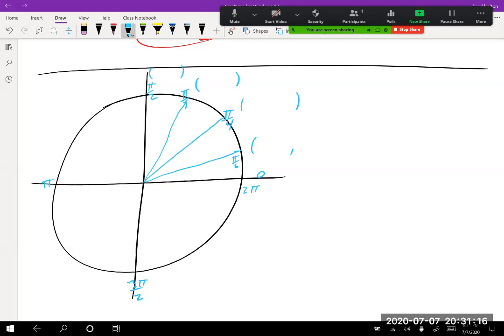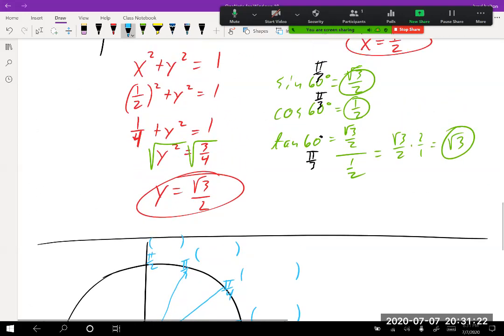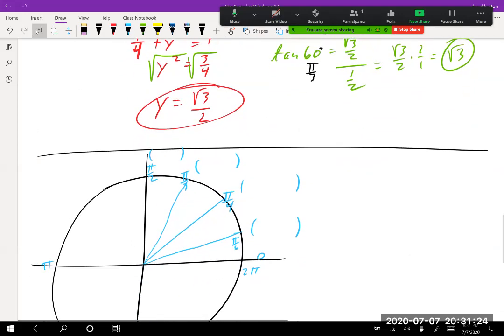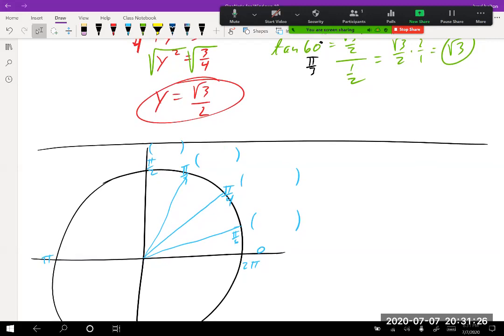Okay, so now I'm going to write down these as x and y coordinates. So 60 degrees had the sine of square root 3 over 2 and the x was 1/2. Well, that means that 30 degrees or pi over 6 is going to be the flip of that. So it'll be square root 3 over 2 comma 1/2. And then we know this is square root 2 over 2 comma square root 2 over 2. And then this is 0 comma 1.